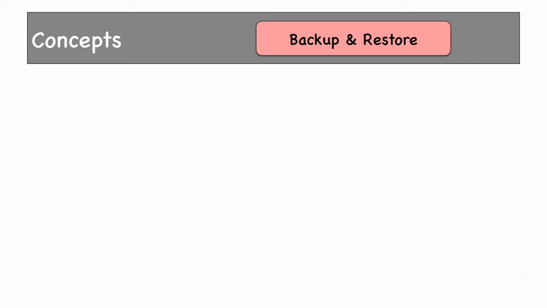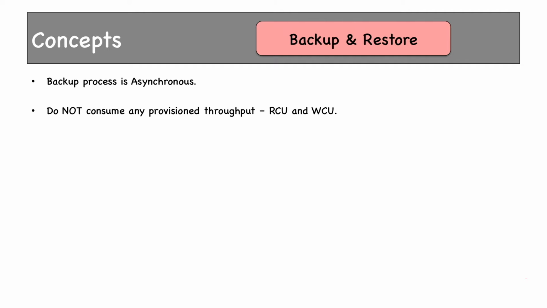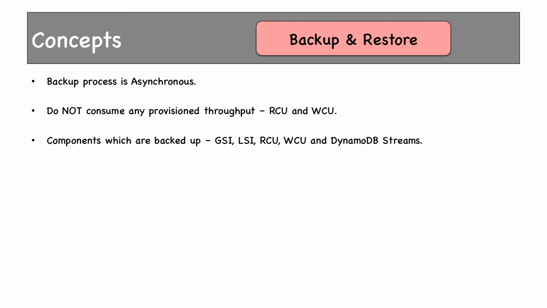DynamoDB backup and restore. Backups and restores are done at table level. The backup is created asynchronously. Backup process is asynchronous. That means it does not happen then and there. When you start, a process would be initiated which will take backup of your table in the background. It does not consume any provisioned throughput or any capacity units. Even though the backup process reads data from your tables, your RCUs would be safe. GSI, LSI, RCU, WCU and DynamoDB streams all are backed up when you take a backup. Your backup file would contain all these components.